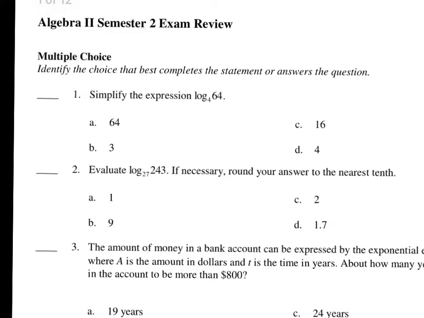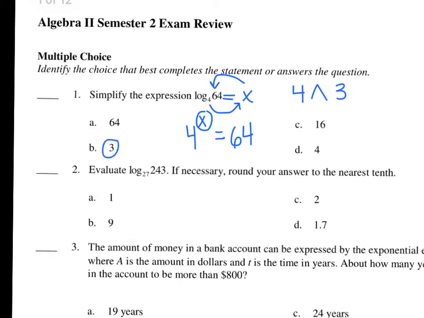To figure out number 1, we want to see what log base 4 of 64 equals, which means we could think about rewriting it as 4 to what power equals 64. So we could think of that off the top of our head and do 4 caret something until we get the answer, which turns out is 3. 4 to the third power is 64.